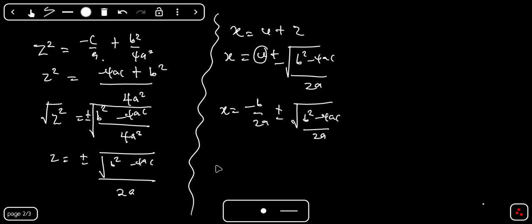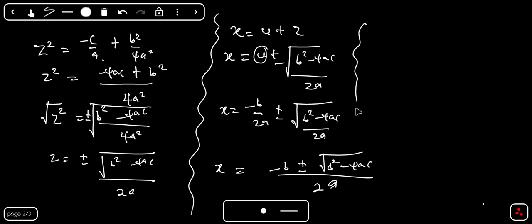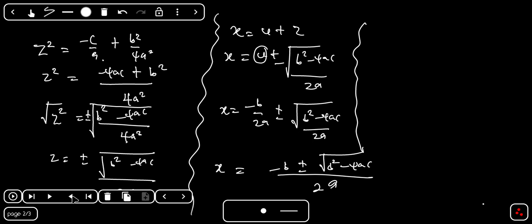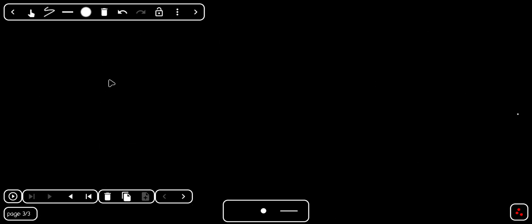Then we have our quadratic formula. X is equal to minus b plus or minus square root of b raised to the power of 2 minus 4ac, then everything over 2a. So that's how you derive the quadratic formula using the Po-Shen Loh method. Okay, now let's derive the quadratic formula using the completing the square method.